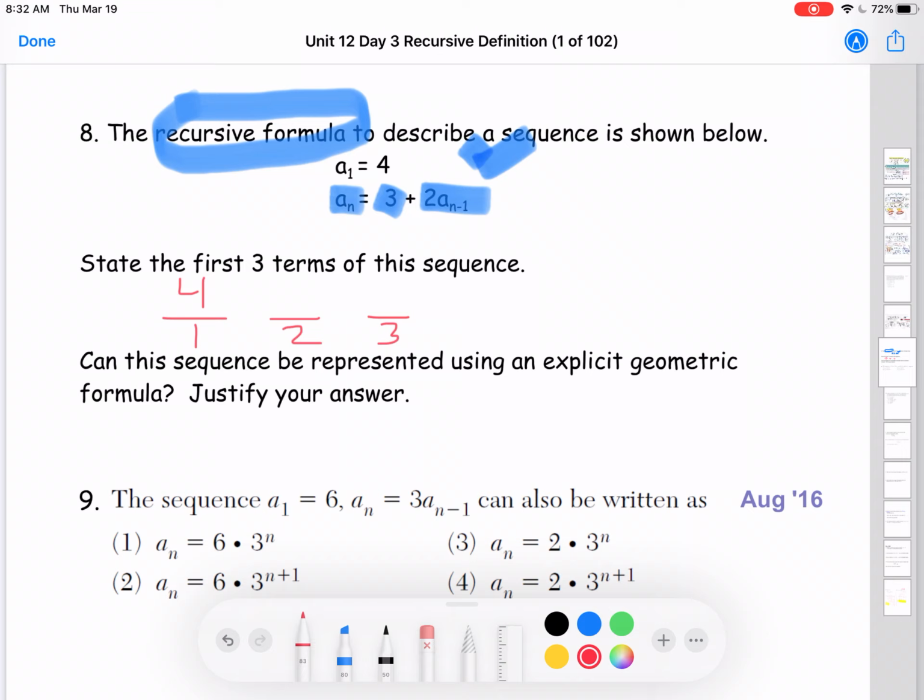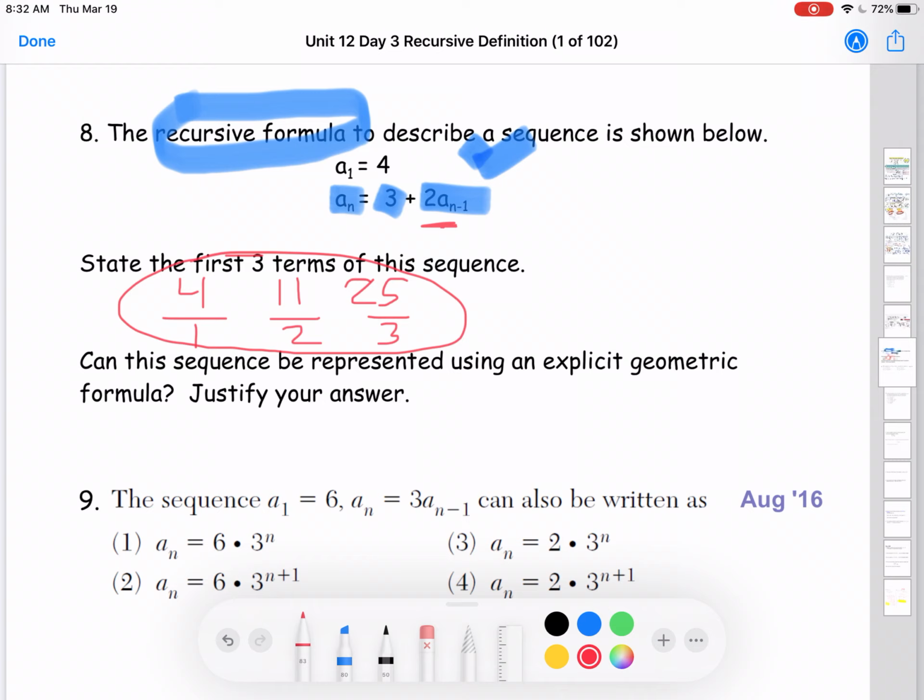So the first term is 4. I'm just going to take the rule and apply it. Twice 4, because that's what it says to do, right? Twice the one before it. So twice 4 is 8, plus 3 is 11. Twice 11 is 22, plus 3 is 25. And there it is.